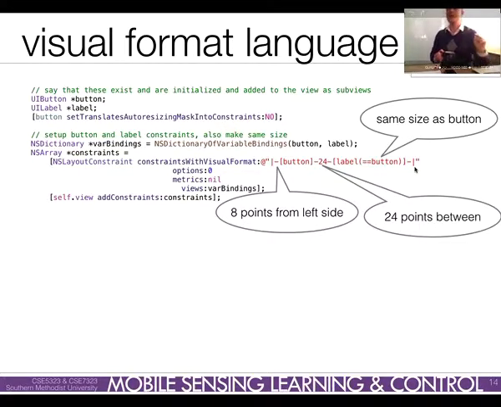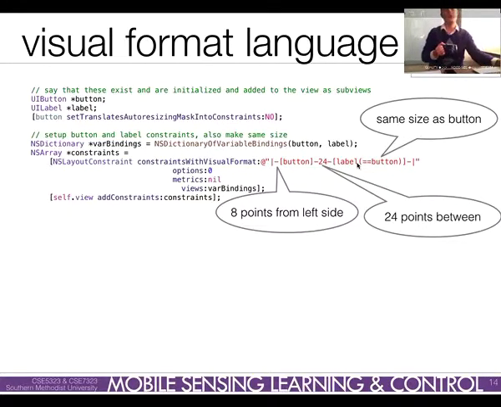The reason that it knows how to interpret button and label right here is through this views variable bindings. What I've done is I've created a dictionary of the button and the label, and it knows what those names are, okay? So button is going to be identified with the string button. Label is going to be identified with the string label. So it knows what those are in the visual format. Okay? It's considered common practice to do it this way, where you're adding the visual constraints.